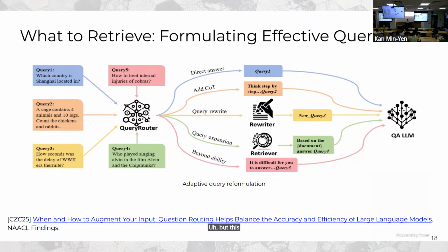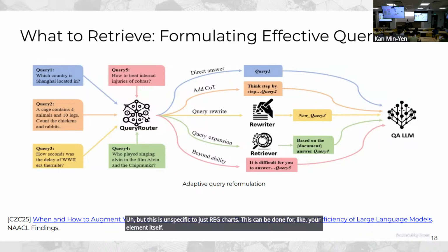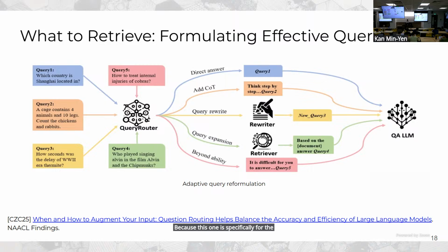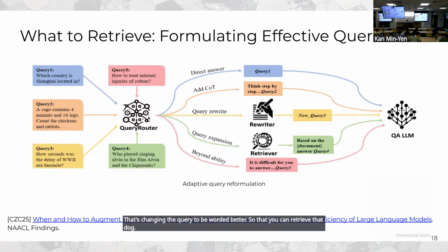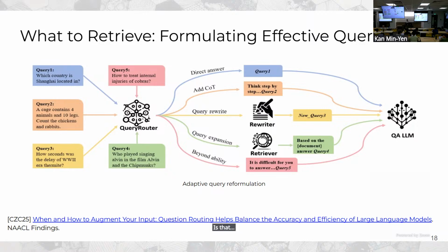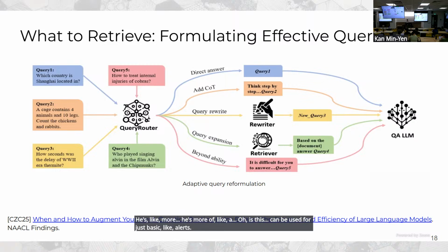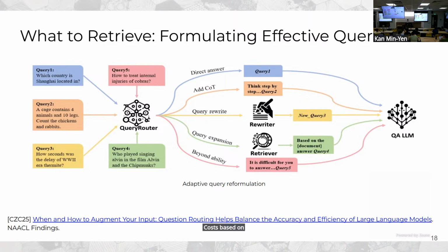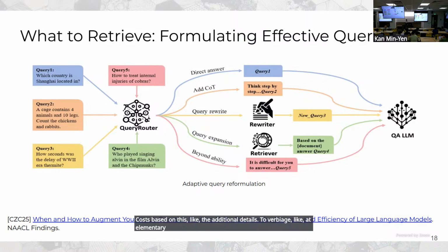But this isn't specific to just RAG, right? This can be done for the LLM itself, because this one is specifically for the query. So effectively, you're just changing the query to be worded better so that you can retrieve better. Is it more for the retrieval part, or can it be used for basic LLMs? Because based on this, adding COT is similar to just using LLMs without RAG.